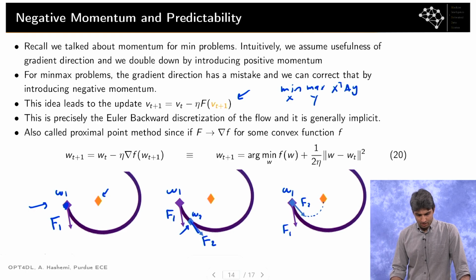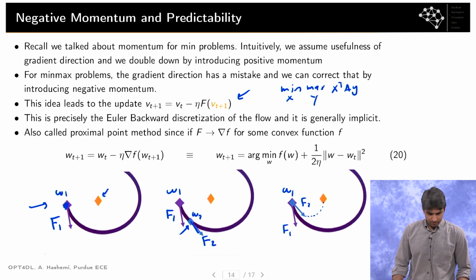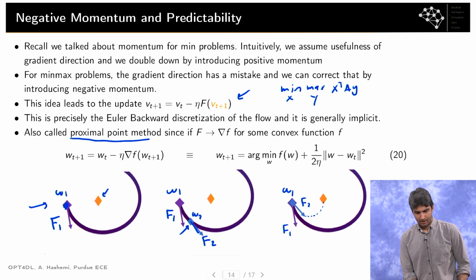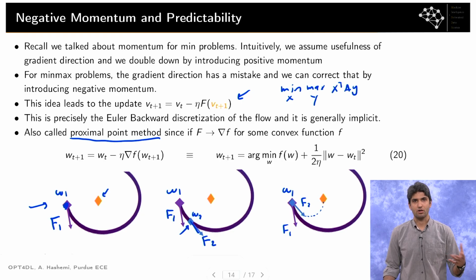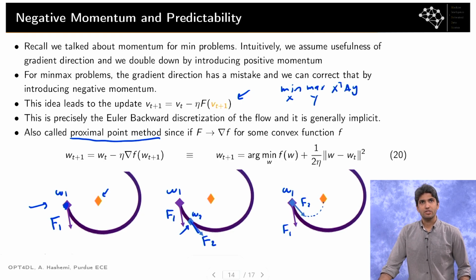So that's basically one connection, the connection to a different kind of discretization, Euler backward discretization, and also noting the fact that in general this is an implicit update. So in general we cannot use this, so we have to come up with an approximation of this update, as we're going to talk about next. And the second thing I want to point out here is that there is a connection between this method and a method from optimization, in particular for minimization problems, which is called the proximal point method.